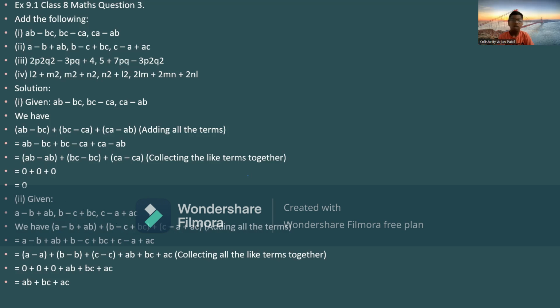We should add all the terms. First, we should remove the brackets, which will give plus of plus is plus, plus of minus is minus, plus of plus is plus again, plus of plus is plus, plus of minus is minus, plus of plus is plus again. So here you go.